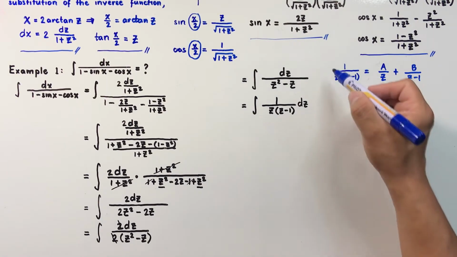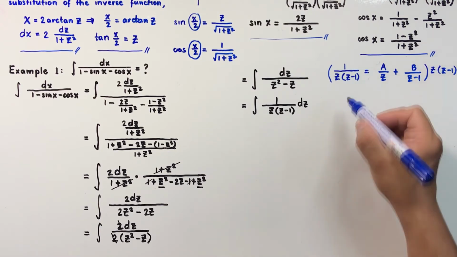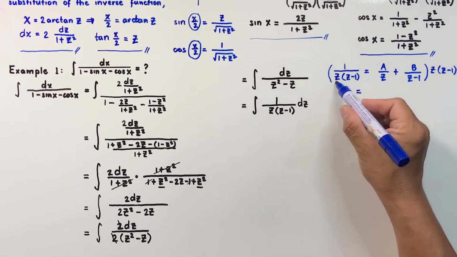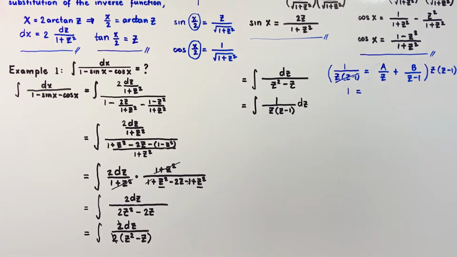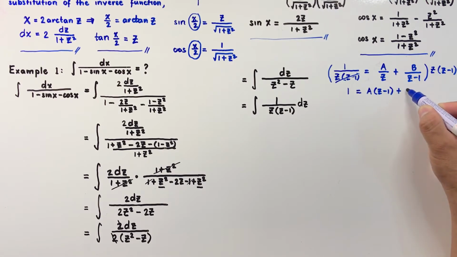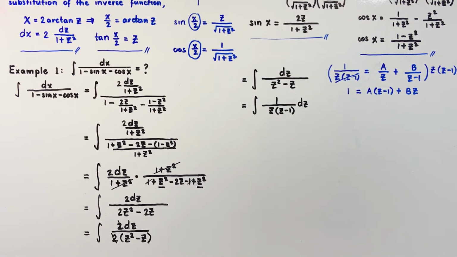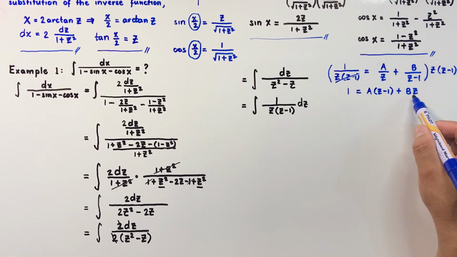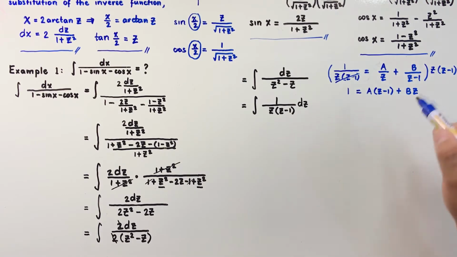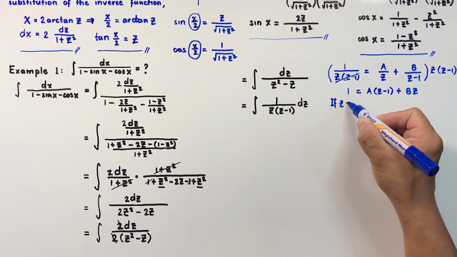So if I multiply both sides of the equation by the LCD, which is z times z minus 1, you will have just 1 at the left, because this 1 and this 1 cancels each other. So we have a times z minus 1, and this is added to b times z here. Now, the next goal is to find the values of a and b. And to find the value of a and b, we need to eliminate first b. And b can be eliminated if you set your z equal to 0.